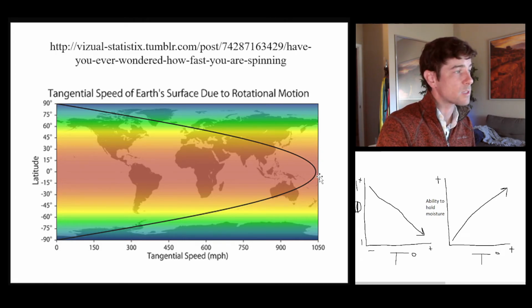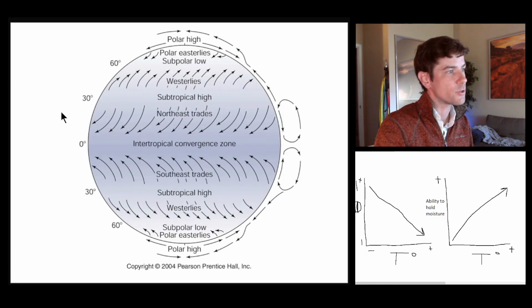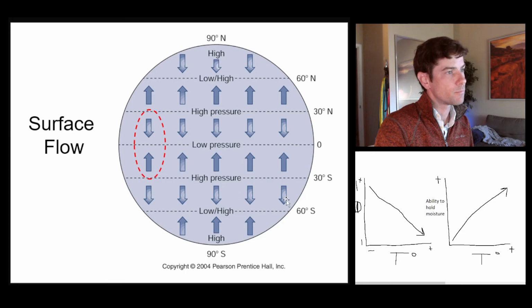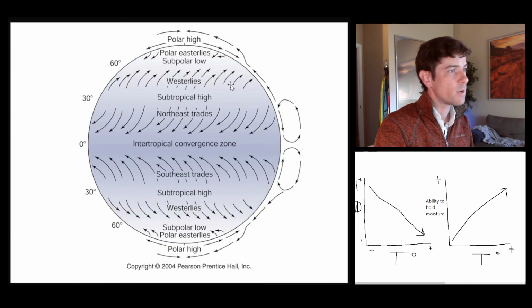So it's going about 1,000 miles an hour. Okay, and so that has profound implications for circulation in the atmosphere. So if we go back to this figure and apply the Coriolis effect, then we have something that looks like this, right? These arrows coming, the Hadley cells.